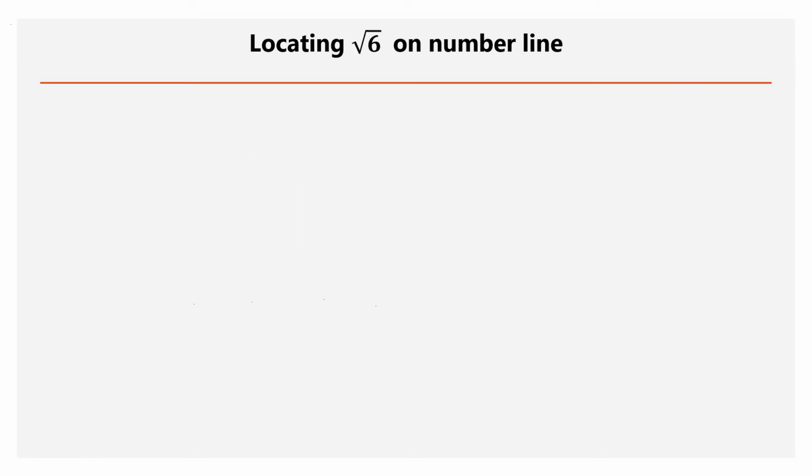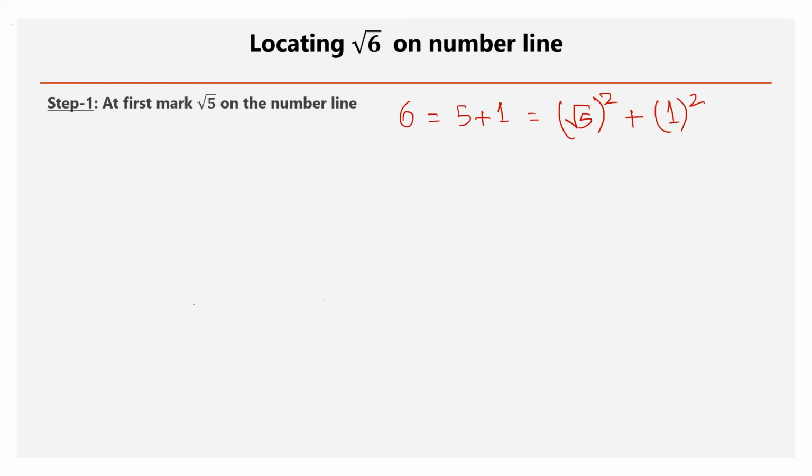We are using the combination 6 is equal to 5 plus 1 is equal to square root 5 whole square plus 1 square. That means first we need to mark square root 5 on the number line. How to mark square root 5 on the number line? We have 5 is equal to 4 plus 1 is equal to 2 square plus 1 square. That is a combination of two perfect squares.